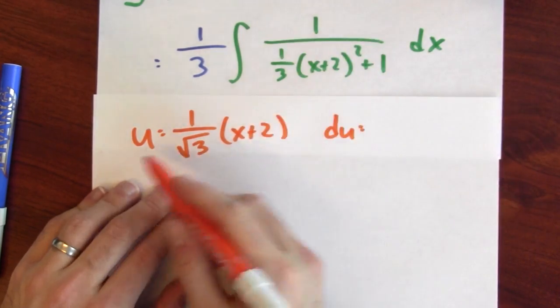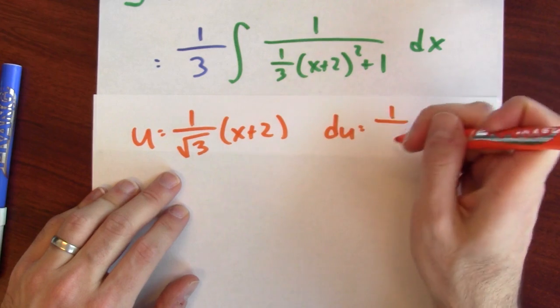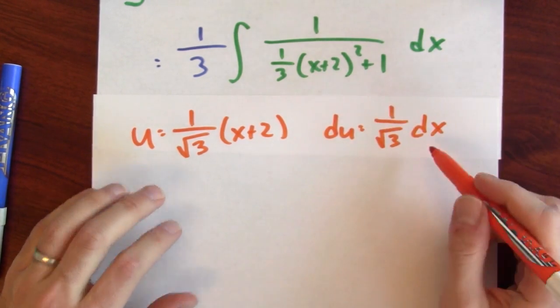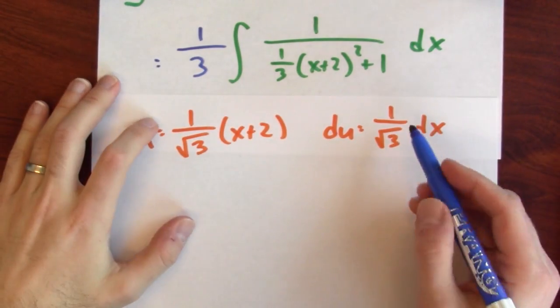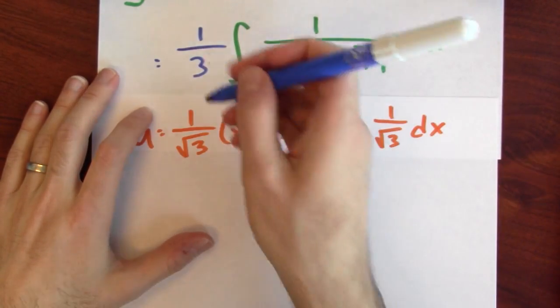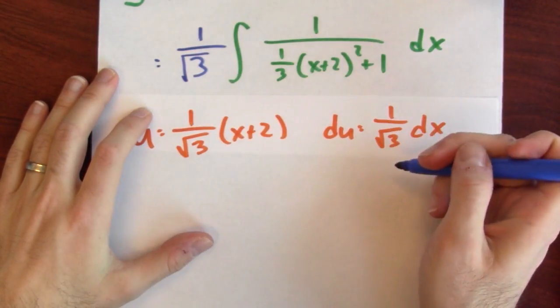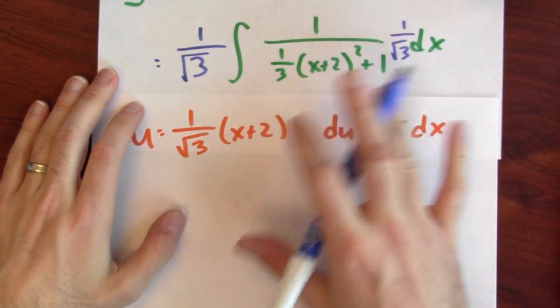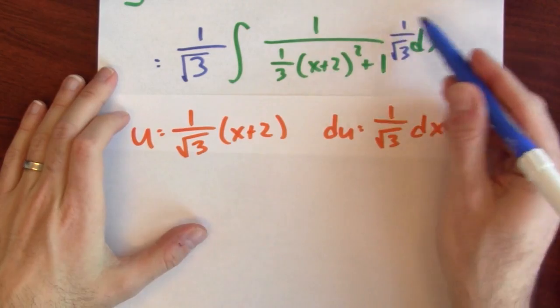And in that case, what's du? Well, that means du is 1 over the square root of 3 dx. Now, what does the integral become? Now, you might be concerned that you don't see a 1 over the square root of 3 dx here, but I can manufacture one of those. If I make this into the 1 over the square root of 3, I can put a 1 over the square root of 3 here without affecting anything. Now I've got a du.